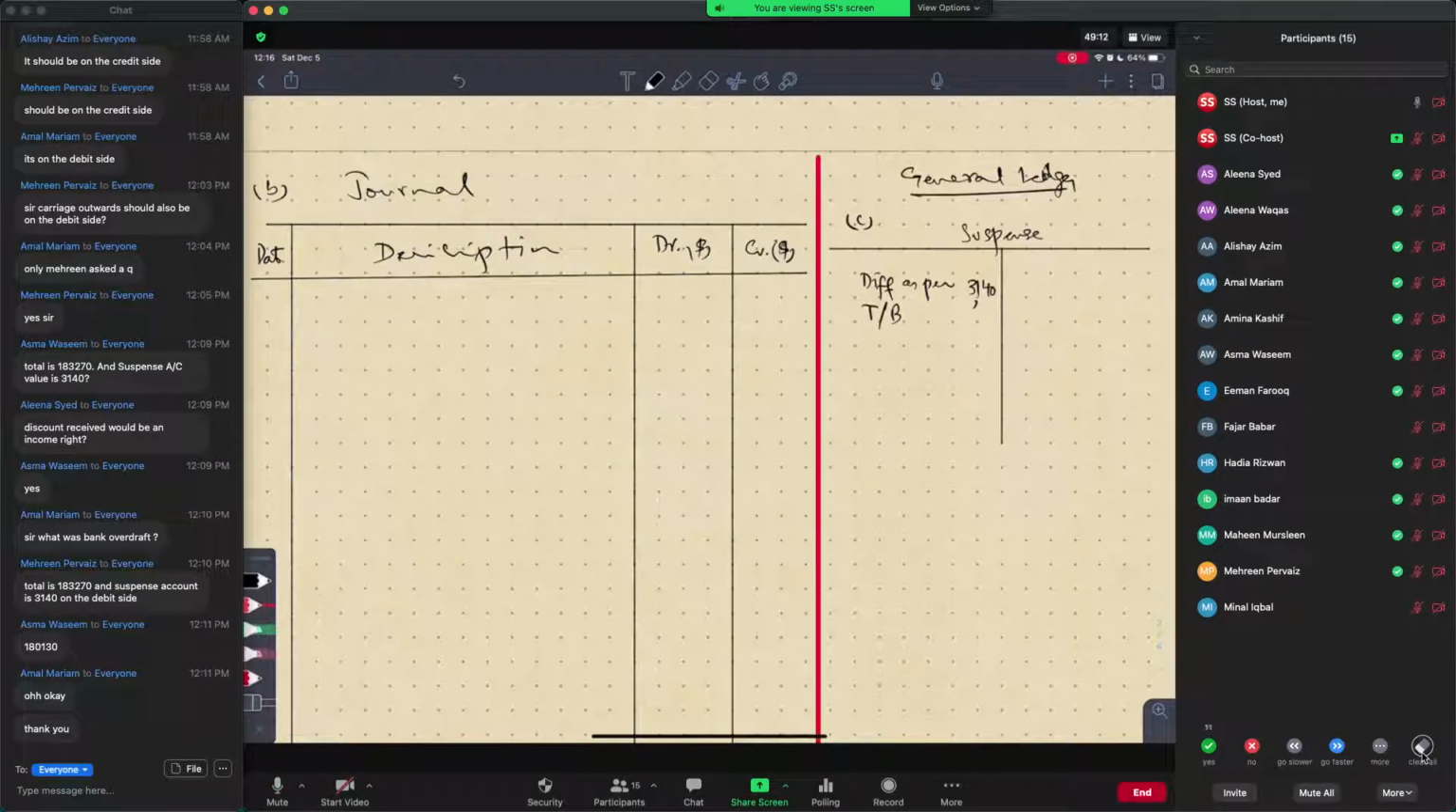Amna and Fajr and Minal, you don't understand it. The first error has nothing to do with the suspense account. We will just simply do, let me just write over here. We'll debit the returns inwards account, and credit the trade receivables account.